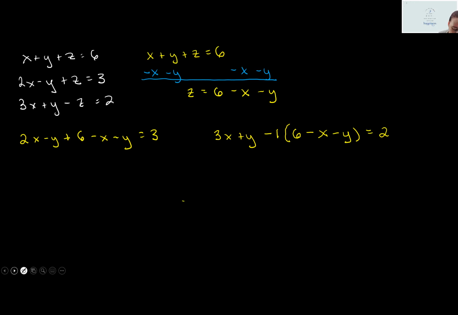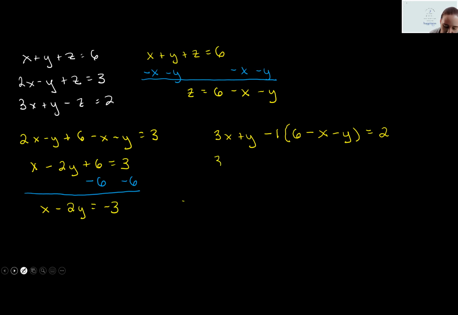So my first equation here, 2x minus x, that is x. -y minus y is minus 2y. And then I have plus 6 equals 3. And then I am going to subtract 6 from both sides. And this gives me x minus 2y equals -3.